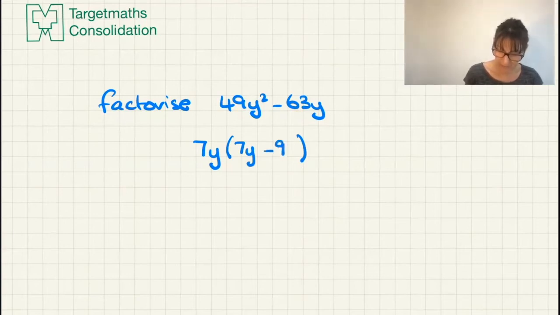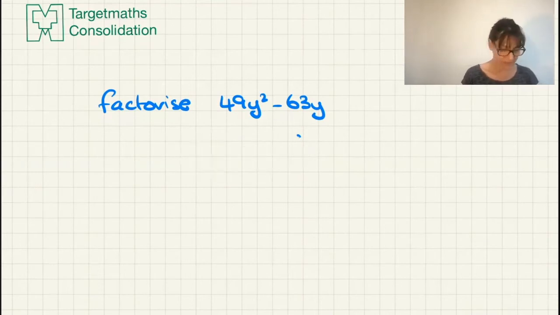And I need to be careful that y, I only want 1, is already here on the outside. So I don't want to be putting it in again there. So that's it, done. So that's the answer to the first question.